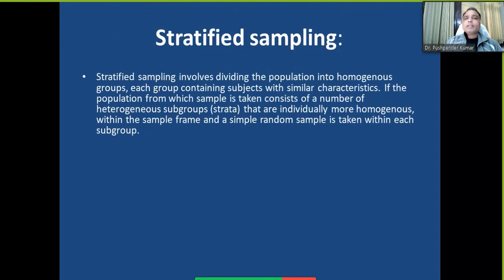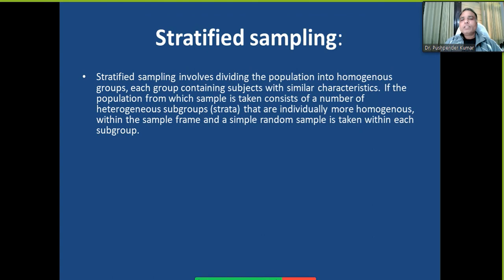Then we have stratified sampling. Stratified sampling involves dividing the population into homogeneous groups, each group containing subjects with similar characteristics. You remember I had given you the example of a village. I visited a village where, unfortunately, upper caste people live in these 3 or 4 areas, then a bit ahead, the lower caste people live in other areas. On the basis of caste, the whole village is divided. So each group contains subjects with similar characteristics.